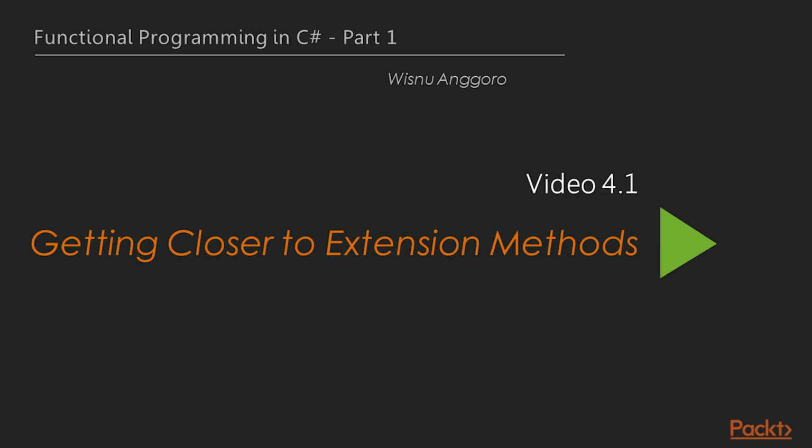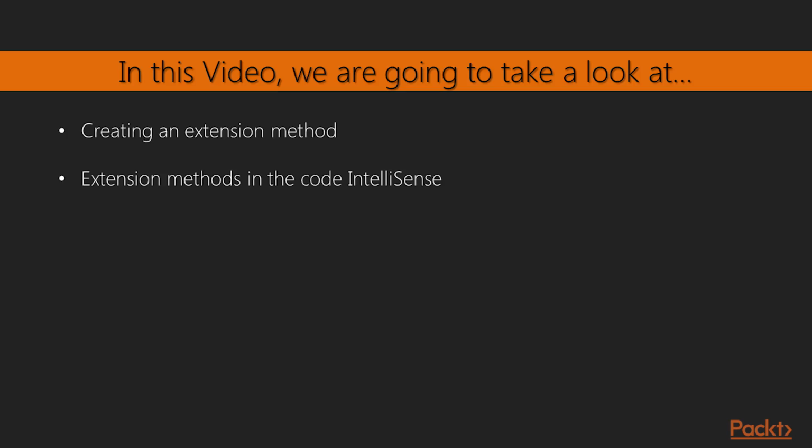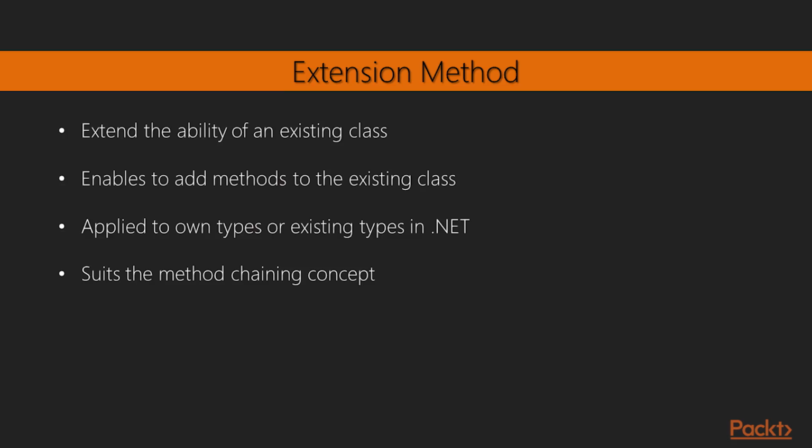Now we start with the first video of this section that deals with getting closer to extension methods. In this video, we're going to take a look at creating an extension method and the extension methods in the code IntelliSense. An extension method is a capability that can extend the ability of an existing class or type without making any modification to the existing class or type. This means that an extension method enables us to add methods to the existing class or type without having to either create a new derived type or recompile.